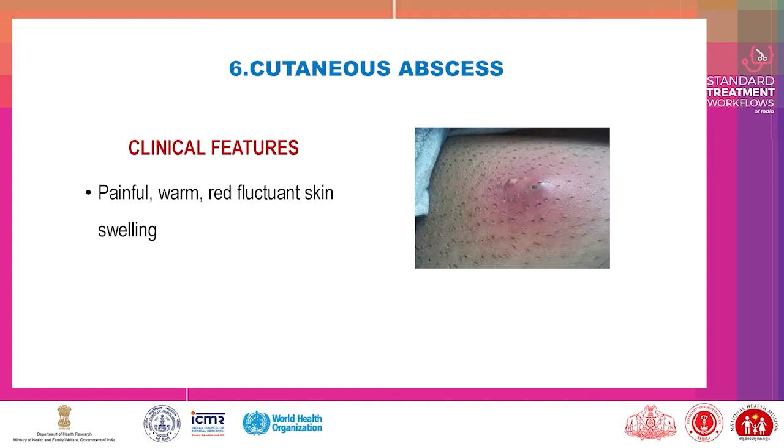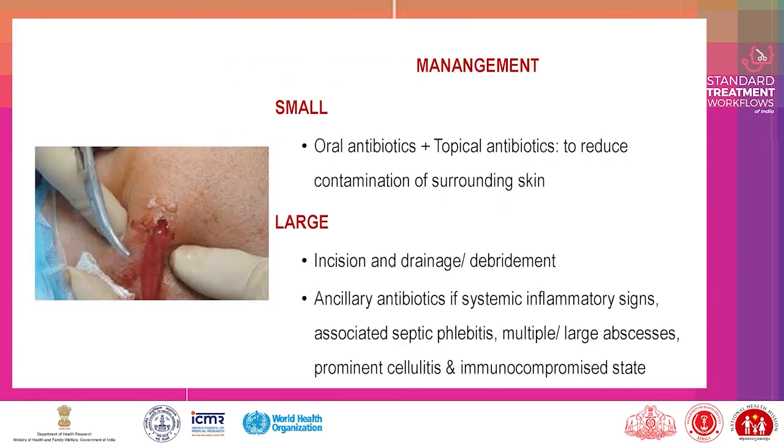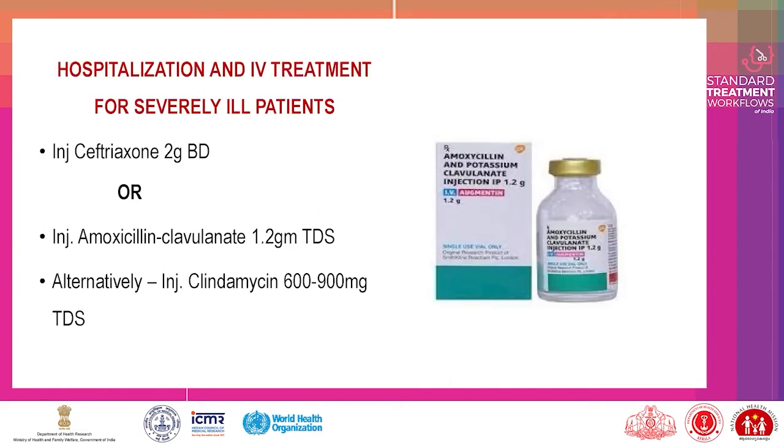Cutaneous abscess. Cutaneous abscess presents as a painful, warm, red, fluctuant skin swelling. Management for small abscesses includes oral antibiotics with topical antibiotics to reduce contamination of surrounding skin, and for large lesions, incision and drainage or debridement with ancillary antibiotics if systemic inflammatory signs, associated septic phlebitis, multiple or large abscesses, prominent cellulitis, or immunocompromised state is present.